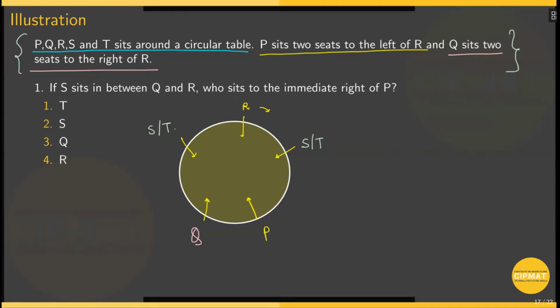Now let's see what the question is. It says that if S sits between Q and R, then S is taking this place, so T is not taking it. T is going to take this place. Who sits to the immediate right of P? Right is this, so the immediate right of P is T. So option 1 is correct. T will be the correct answer in this case. You see, it's so easy to understand.